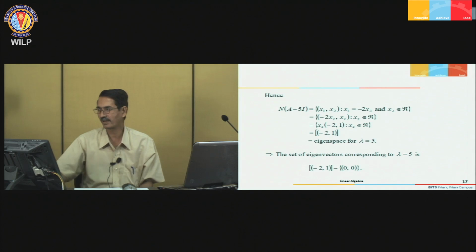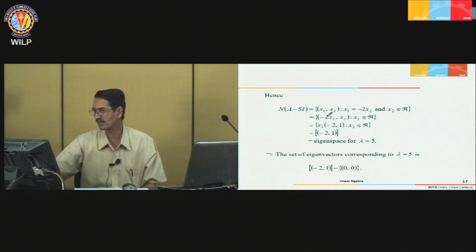Therefore, the null space of A minus 5I is the set of all (x1, x2) where x1 is minus 2 x2 and x2 is any real number. Substitute the value x1 equal to minus 2 x2 here, and again we can take x2 out. So, you see that this is x2 times (minus 2, 1).